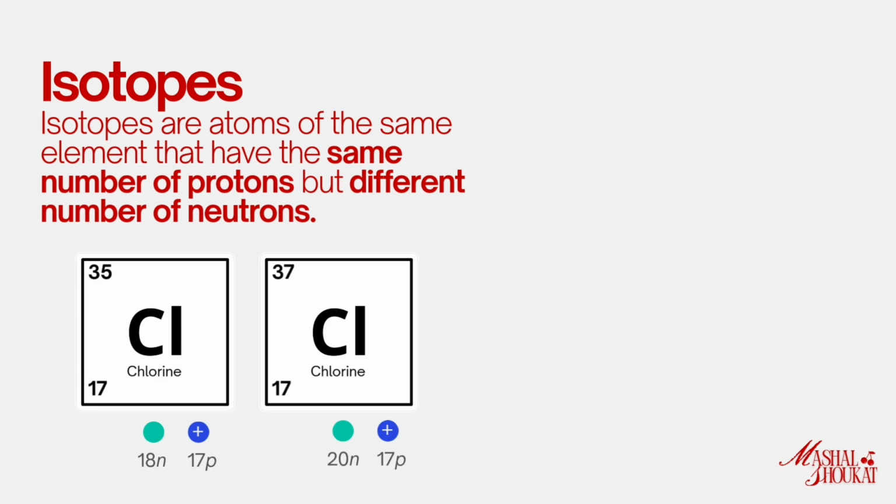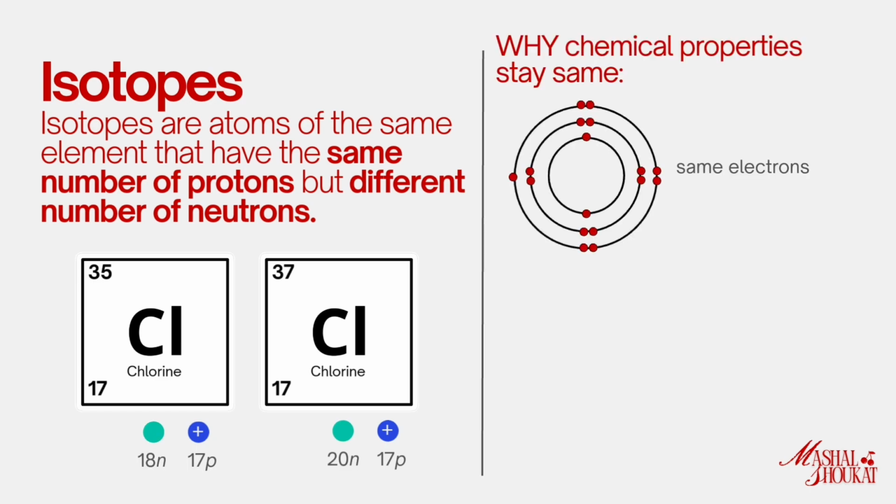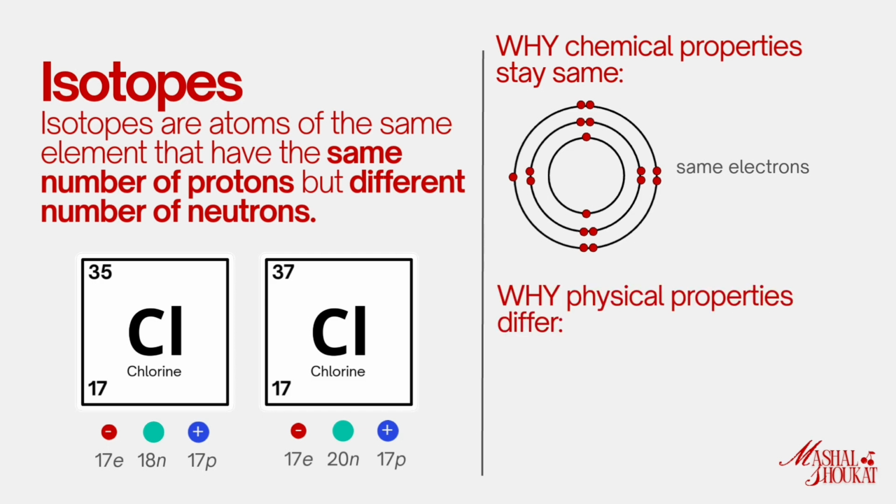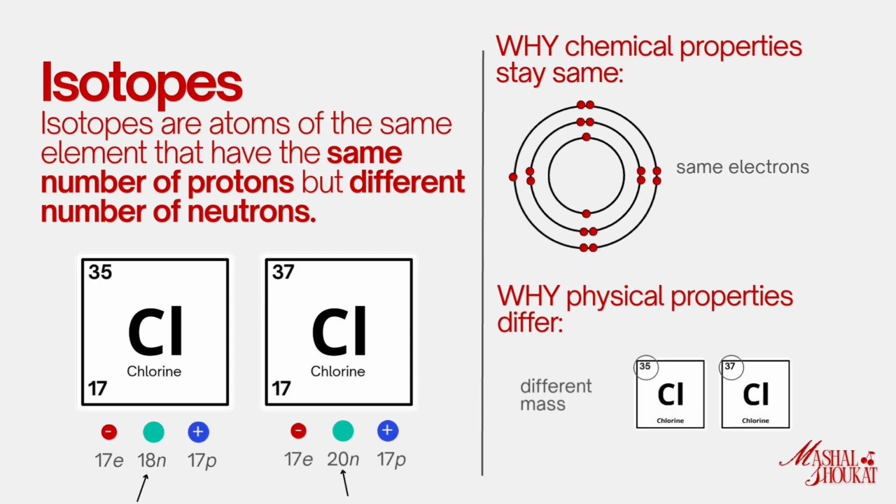Their chemical properties or chemical reactions stay the same because chemical reactions depend on electrons. And with isotopes, the electrons stay the same. An isotope has the same electron arrangement. However, their physical properties are different because isotopes have different masses due to the different number of neutrons, as we learned in the previous slide.